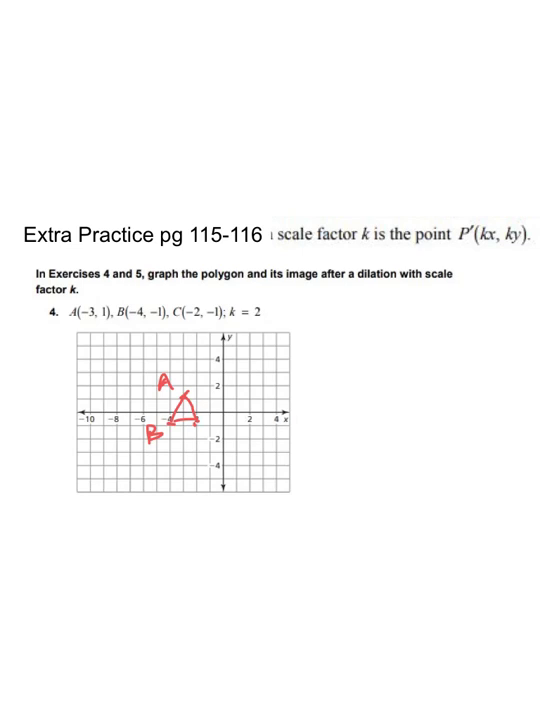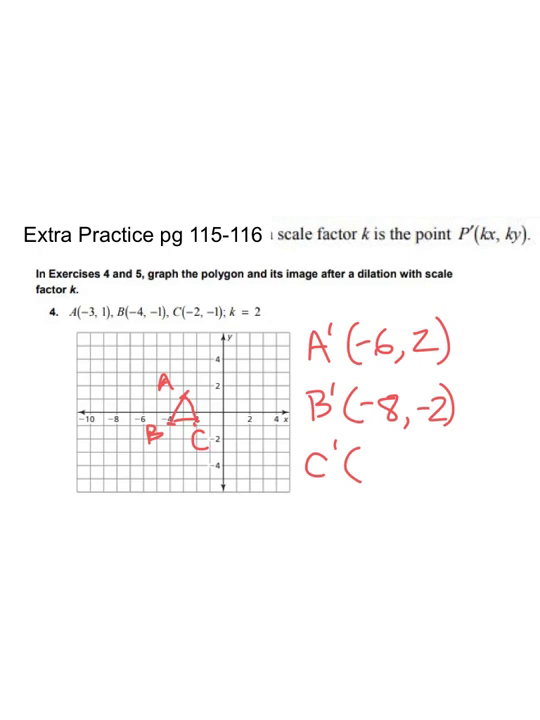All right, take those points off to the side. So A prime, we're going to take both coordinates, so the -3 and the 1, and multiply it by 2. So -6, 2 is A prime. For B prime, do the same thing. Take 2, multiply it by each one of those coordinates. So this time we get -8 and -2. And then C prime, we get -4, -2. All right, please take a minute and graph those points.